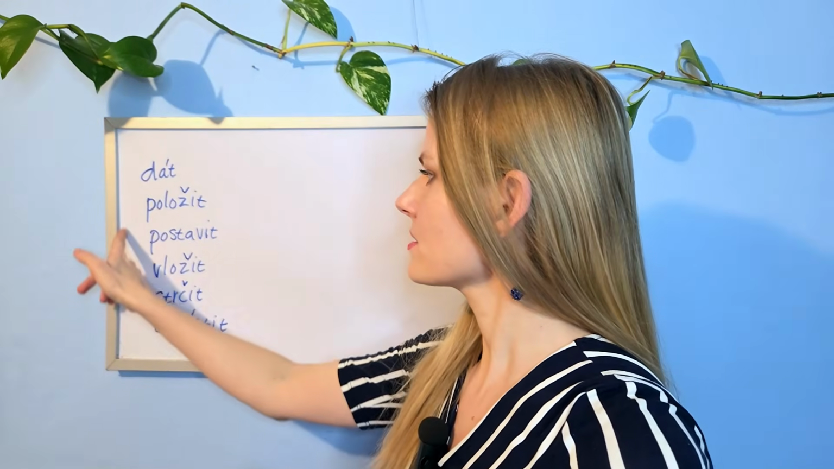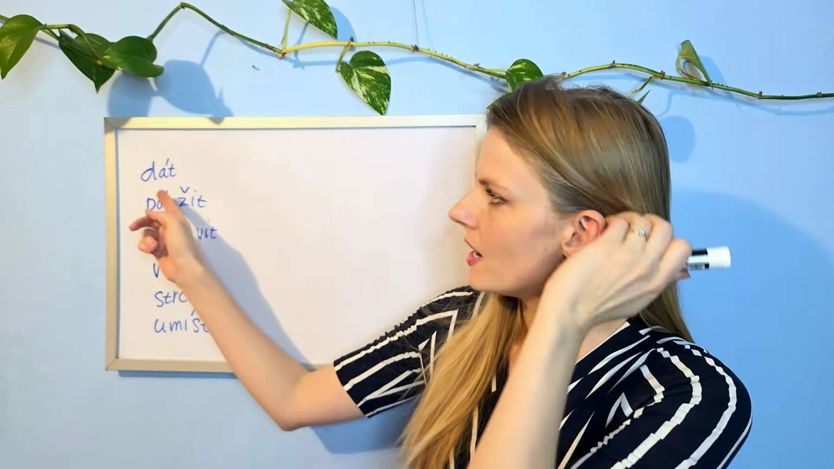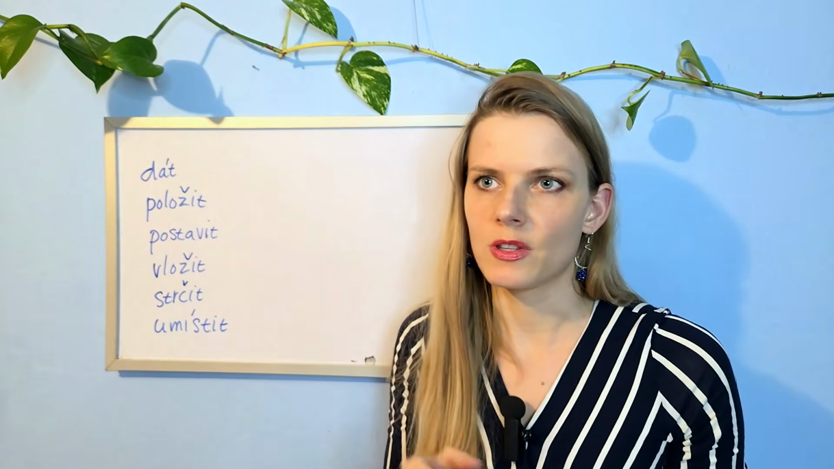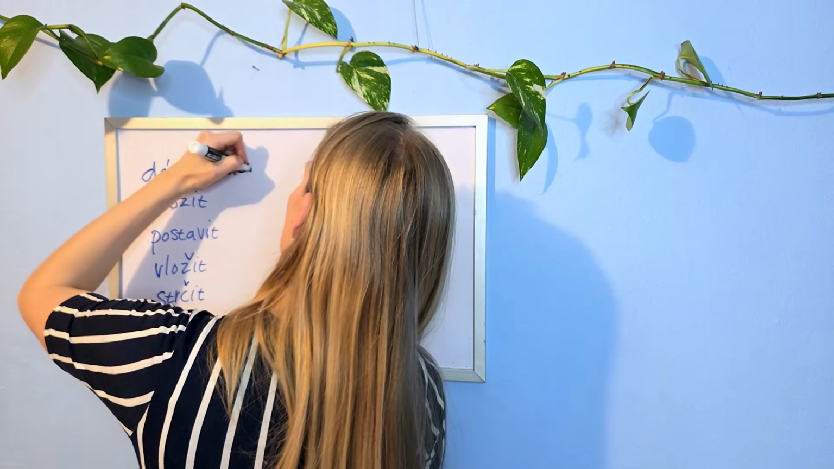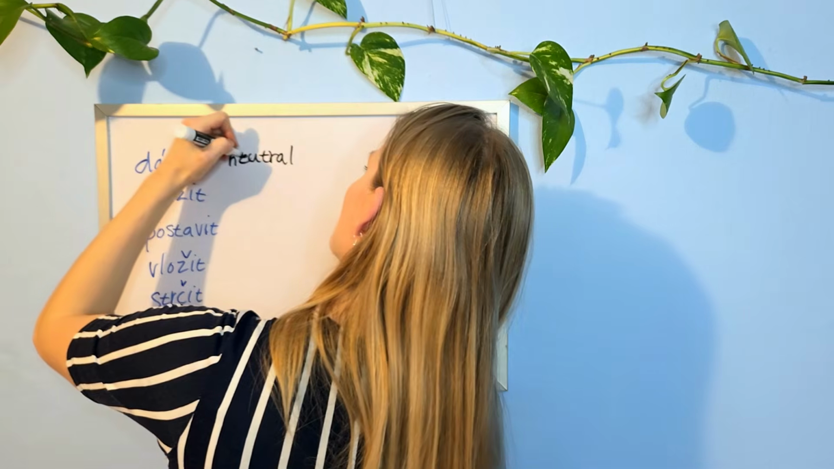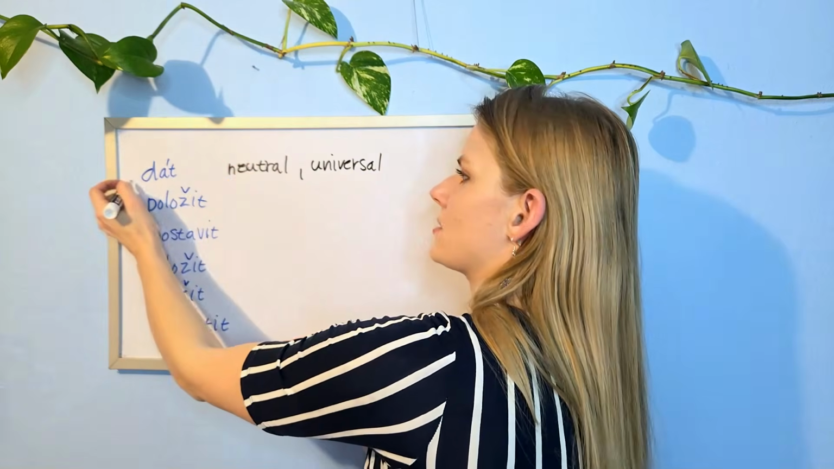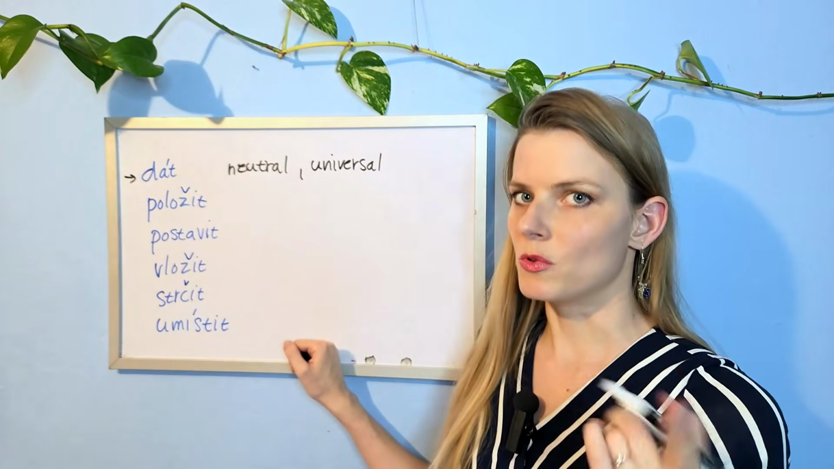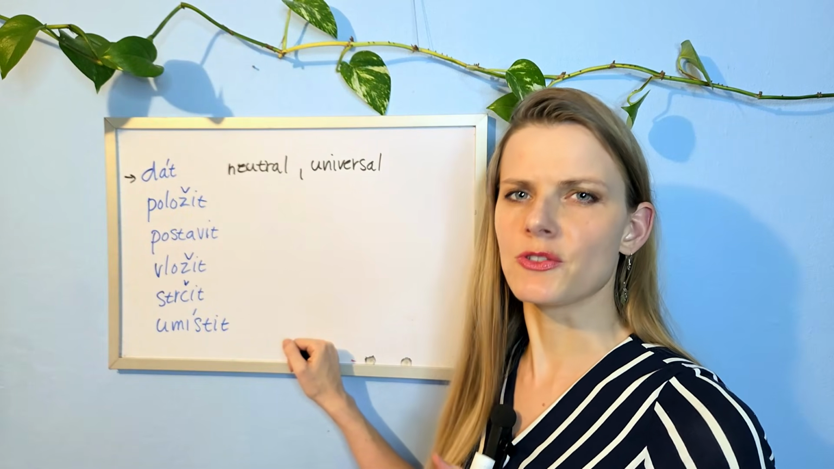We have seen these 6 verbs. All these verbs can mean to put. Dát is the most similar to the English put because it's universal. So this is neutral and also universal. Neutral meaning it's not formal and it's not informal. We know that it's our friend. Dát works almost every time, except if we want to make it sound a little bit more interesting.